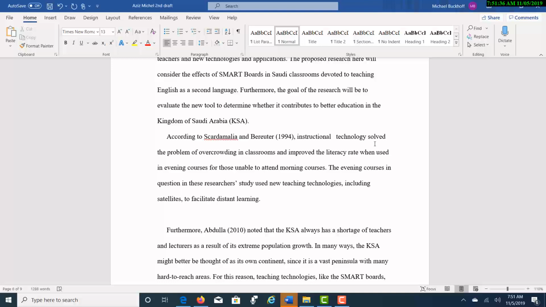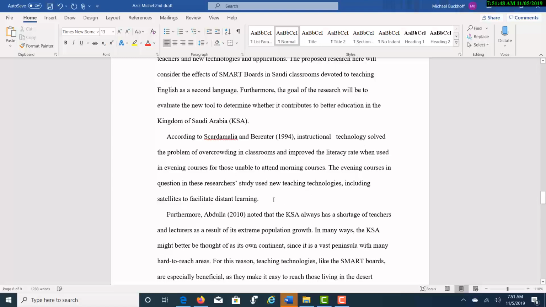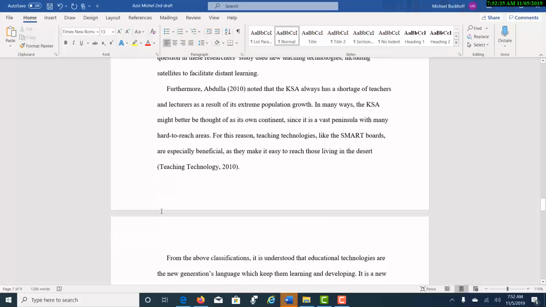So the evening courses in question and these researchers study use new teaching technologies, including satellites, to facilitate distant learning. I don't think you need a comma here. I would put one here. You got furthermore, Abdullah noted that the KSA always has a shortage, and if you say has, you're saying that this kind of still applies today, right? So noted that the KSA always has a shortage of teachers and lecturers as a result of extreme population growth.